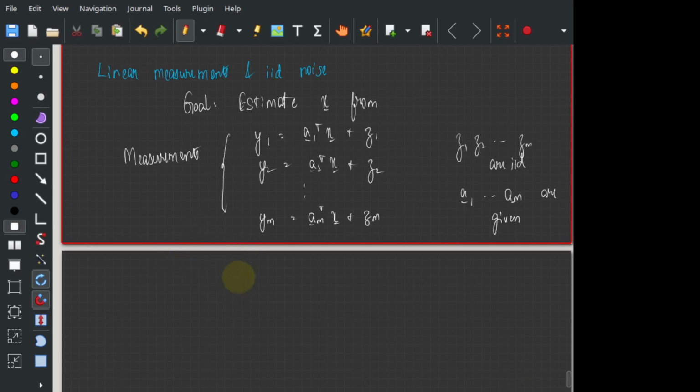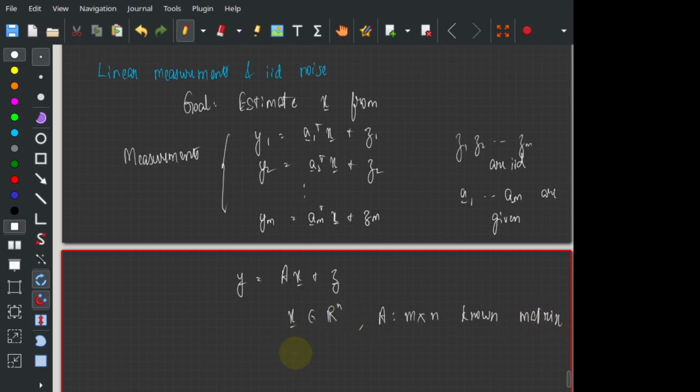So again, we can also write this as Y is equal to some matrix A times X plus Z, where X is an n-dimensional vector, A is an m by n matrix, and Z is a random vector with IID components. Z is basically noise.